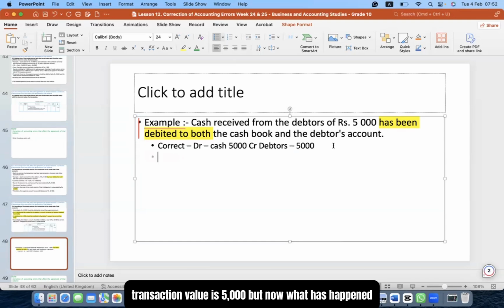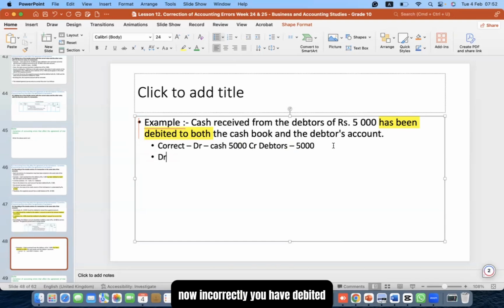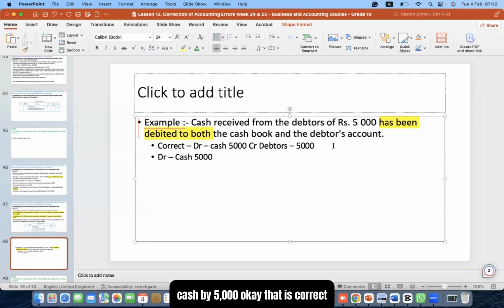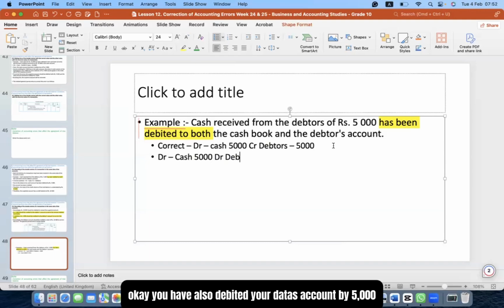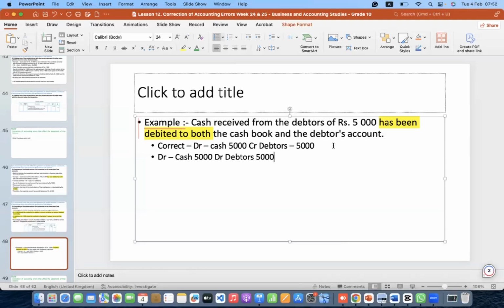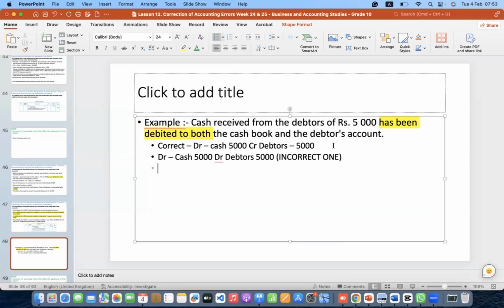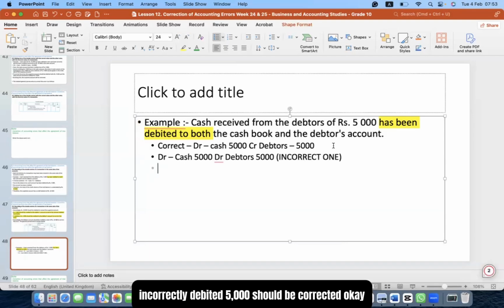But now what has happened? Now, incorrectly, you have debited cash by 5,000. That is correct. And you have also debited your debtors account by 5,000. Now this is the incorrect one. So to correct this, what should we do? Firstly, we should credit the debtors account to correct the incorrectly debited 5,000.